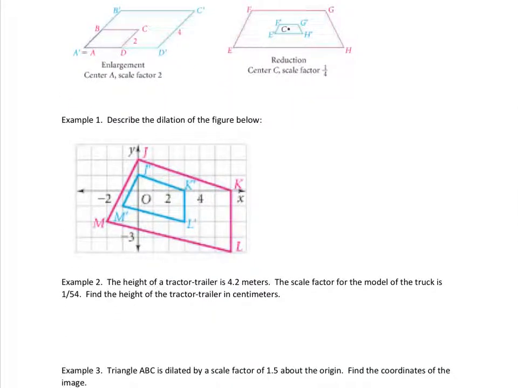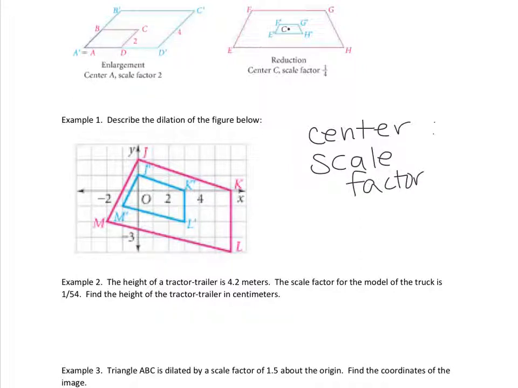When you describe the dilation, you need to have a center of dilation and you need to have a scale factor. So the center is going to be an ordered pair. To do that, you connect the corresponding vertices. So here's my M, here's my M prime, and I draw a straight line. Here's my J, here's my J prime, I draw a straight line. Here's my K, my K prime, I draw a straight line. Where these come together is called the center. So this one has a center of (0, 0).